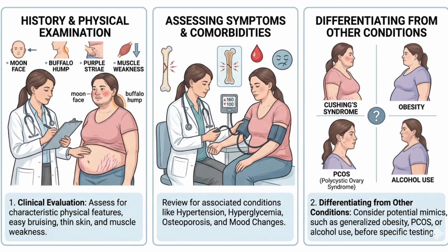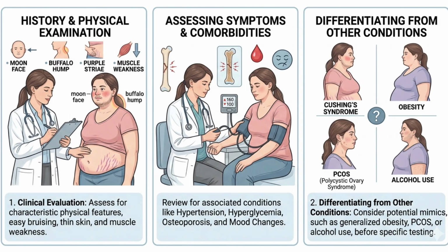First step is the clinical evaluation: history and physical examination. The first step in diagnosing Cushing syndrome is taking a thorough medical history and performing a physical exam. A doctor will assess for characteristic features like moon face, buffalo hump, central obesity, thin skin, purple striae, and muscle weakness, and symptoms such as hypertension, hyperglycemia, osteoporosis, easy bruising, and mood disturbances. Differentiating from other conditions, the clinician will consider other potential causes for these symptoms such as obesity, polycystic ovary syndrome, PCOS, or alcohol use before proceeding to specific diagnostic tests.